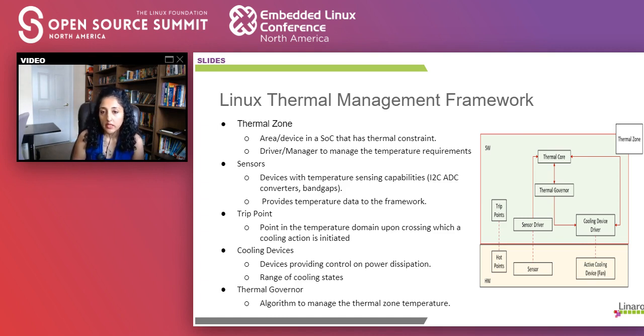Now, associated with each of these trip points, there will be cooling devices which actually control the mitigating action. They are the devices that provide control on power dissipation. They can be actual hardware devices like a fan, or they can also be software initiated cooling actions. And the cooling devices typically also have a range of cooling states associated with them. So in the kernel, the lower the cooling state of a cooling device, the lower is the mitigating action. And as the cooling state increases, the effect of the mitigating action also increases.